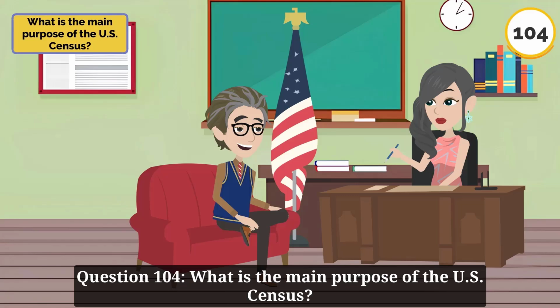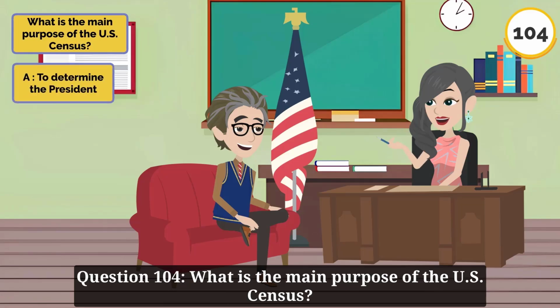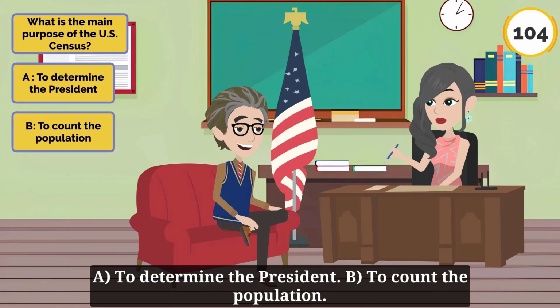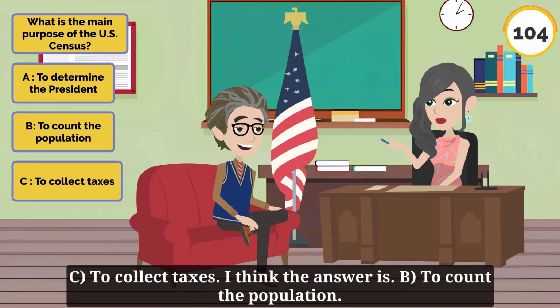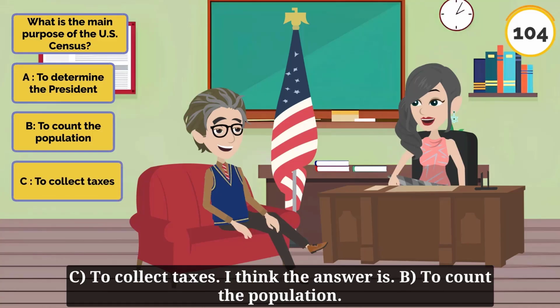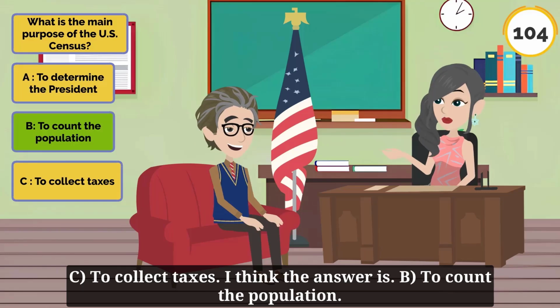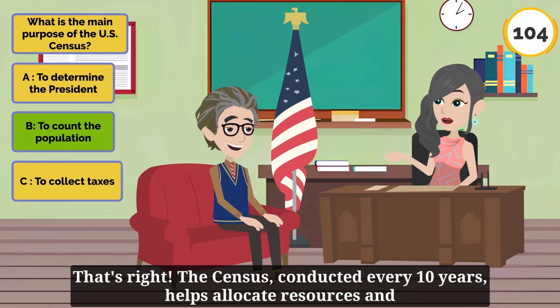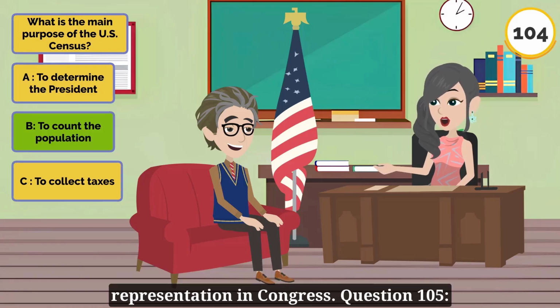Question 104. What is the main purpose of the U.S. Census? A. To determine the president. B. To count the population. C. To collect taxes. I think the answer is B. To count the population. That's right. The census, conducted every 10 years, helps allocate resources and representation in Congress.